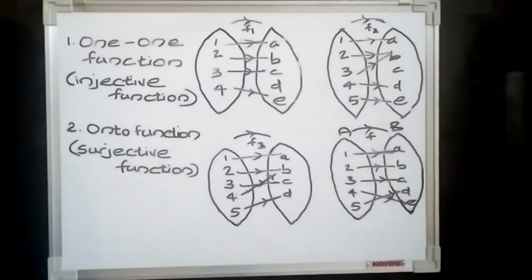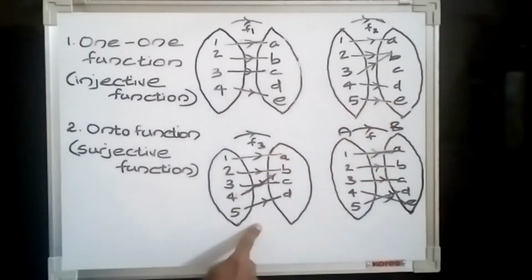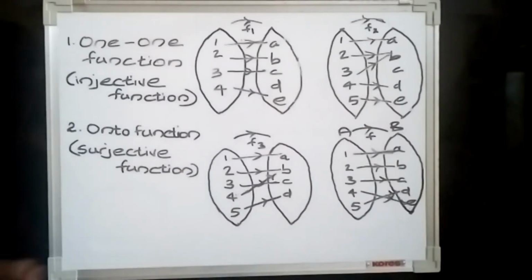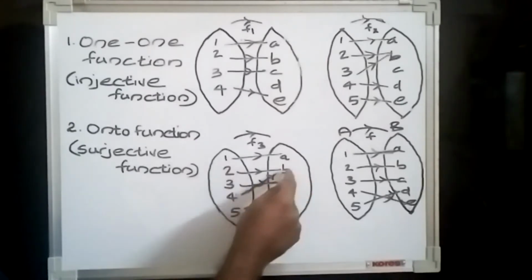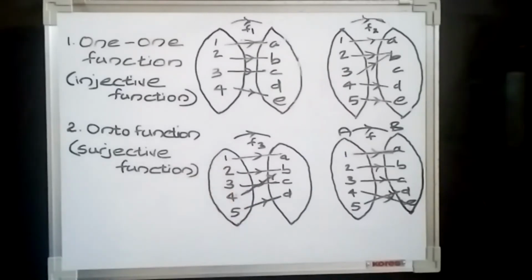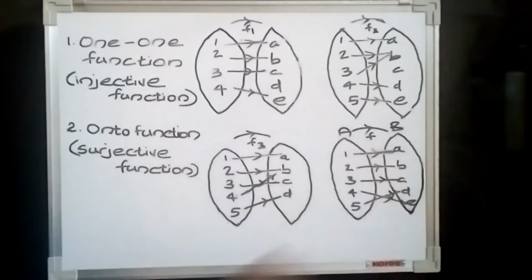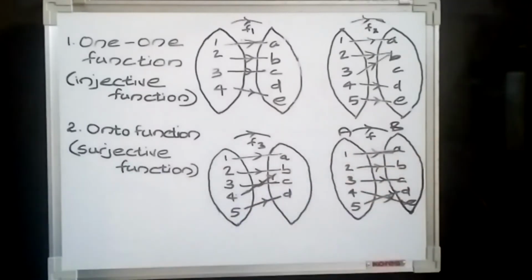Therefore, f2 is not 1-1. I think you got the point. F1 is 1-1, while f2 is not 1-1. F3 is also not 1-1. Why? F3 is not 1-1 because the element b here has two pre-images, 2 and 4, in the first set. Therefore, f3 is not 1-1. What about the last function f? It is clearly 1-1. 1 is related only to 1. Therefore, the function is clearly 1-1.